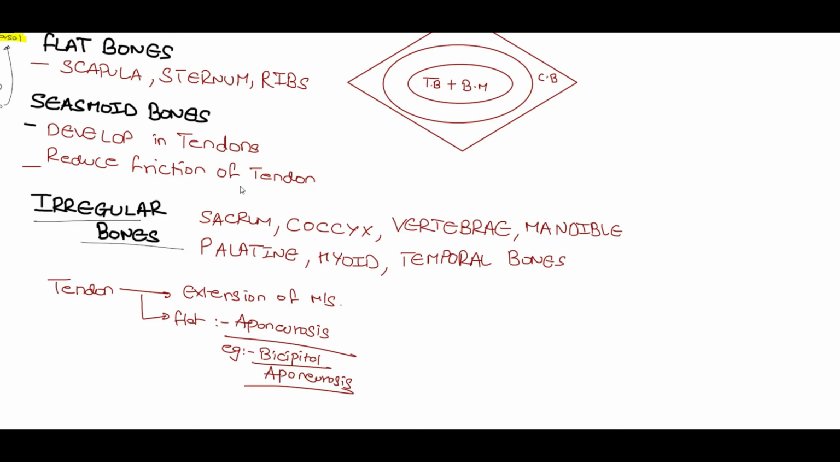In the irregular bones, we have the sacrum, the coccyx, the vertebrae, the mandible, the palatine, the hyoid bone and the temporal bones. The temporal bones are present at the lateral aspect of your skull. So, if you take a look at the skull from the lateral side, the bone which is present enclosing your ear cavity is known as the temporal bone.